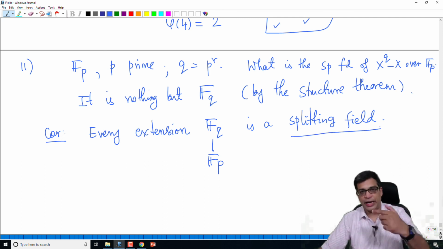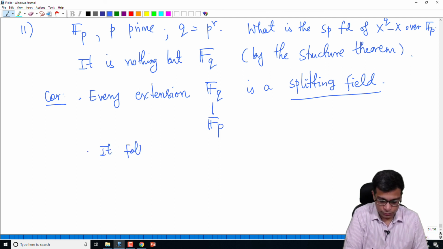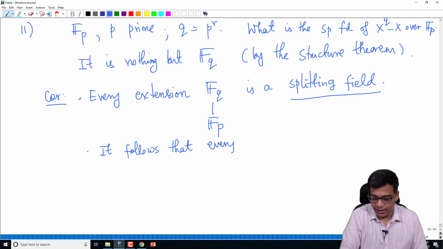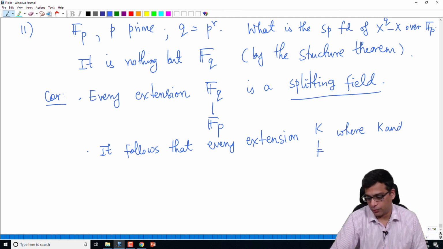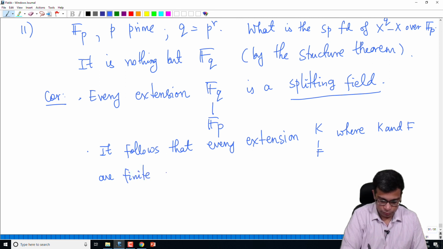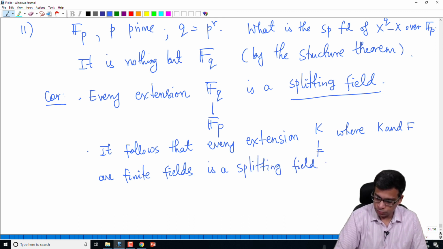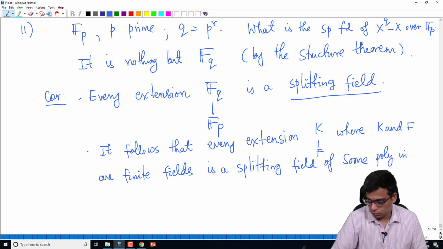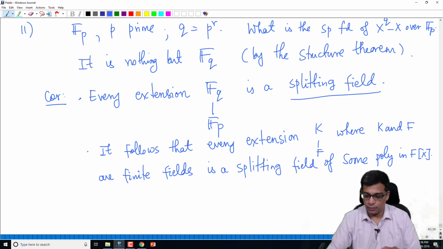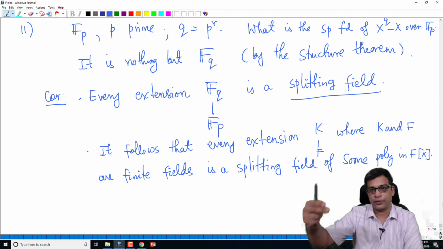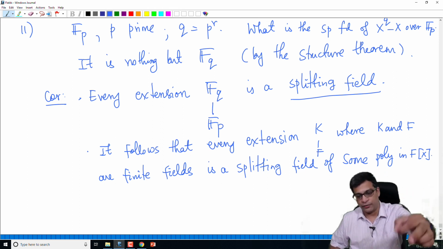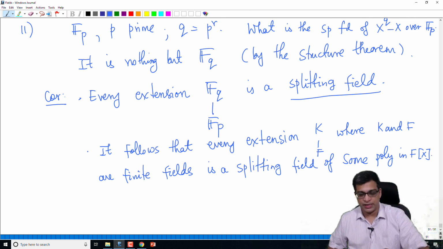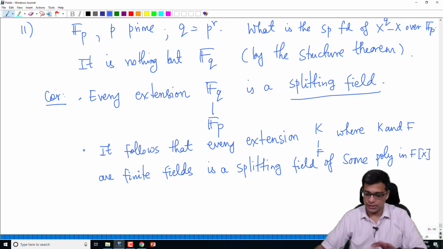And one can show that then it follows that every extension K over F, where K and F are finite fields, is a splitting field of some polynomial. This requires a little bit of thinking, but the point is every arbitrary field extension where both are finite is really of the form F_q contained in F_q', and both of those contain F_p, and F_q' is a splitting field of some polynomial over F_p by this argument. So for the same polynomial, you can take F_q' as a splitting field over F_q. This is very fast, but that is the argument.